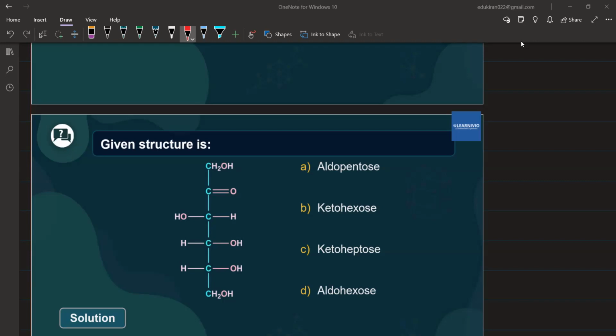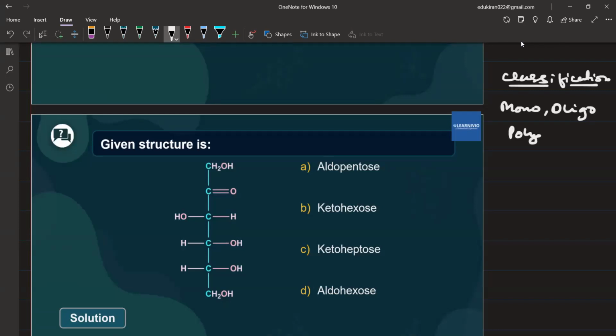There is no issue. The only thing that I have taught till now is the classification of carbohydrates on the basis of hydrolysis products. So I have monosaccharide unit, oligosaccharide units, and polysaccharide unit. The next classification is on the number of carbon atoms: triose, tetrose, pentose, hexose, and so on. I have also classified on the basis of the functional group. If I have aldehyde, those are known as aldose. If there is ketone, those are known as ketose.